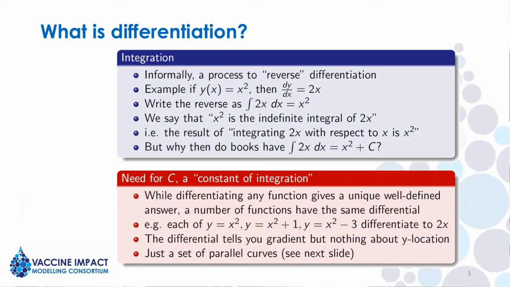So here we say that x squared is the indefinite integral of 2x. I'll come back to what I mean by indefinite or definite integrals. But essentially we're saying integrating 2x with respect to x, dx, is x squared. One thing to remember with this, and books will really emphasize it, and so will we, is that the integral of 2x dx is actually x squared plus c, some constant that we don't know.